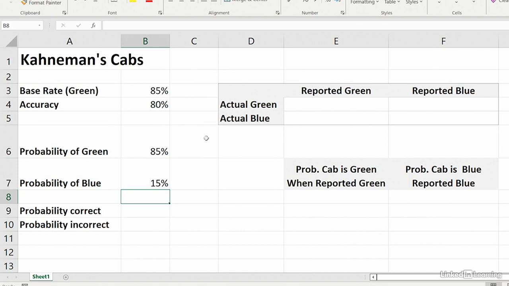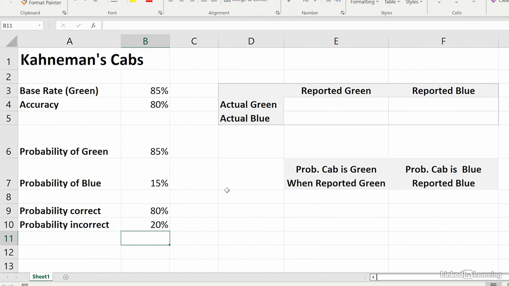Now we can do the same for the witness being correct or incorrect. So in B9, I'll type equal, and their accuracy is 80%. That's in B4, enter. And then in B10, probability they are incorrect, so equal, 1 minus the probability they're correct. That's in B4, enter, and we get 20%, and 80 plus 20 is 100.